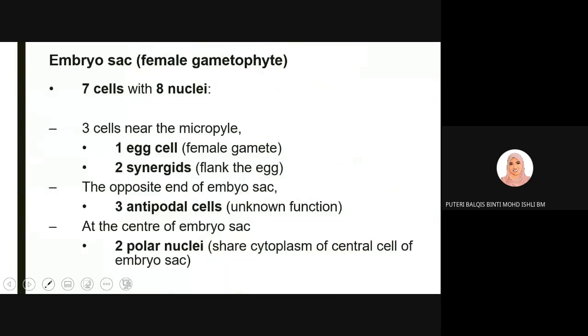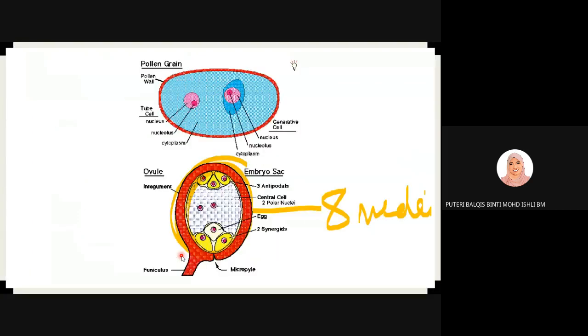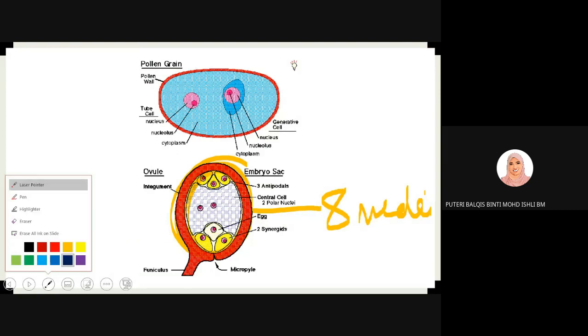So 8 nuklei tu awak kena tahulah apa dia punya nama. Awak kena tahu label. 1 egg cell, 2 synergid cell, 3 antipodal cell. Antipodal cell ni sampai sekarang tak tahu function. At the center of embryo sac ada 2 polar nuclei. Kat mana dia punya location tu, kita tengok daripada gambar ni.